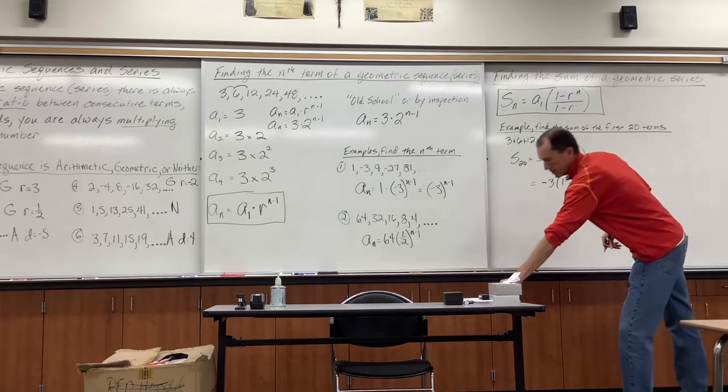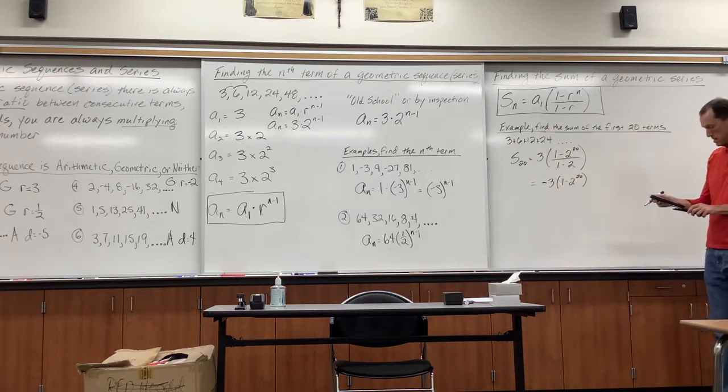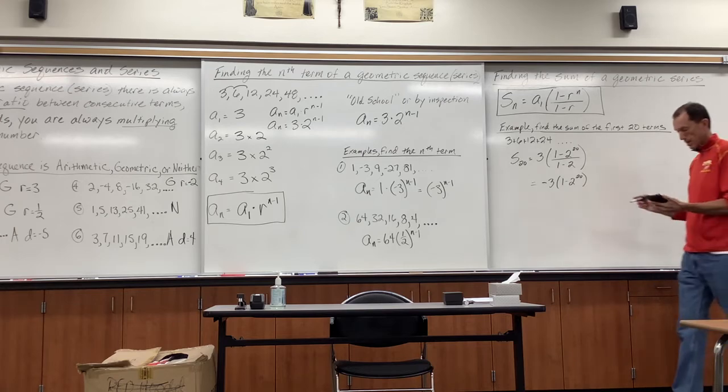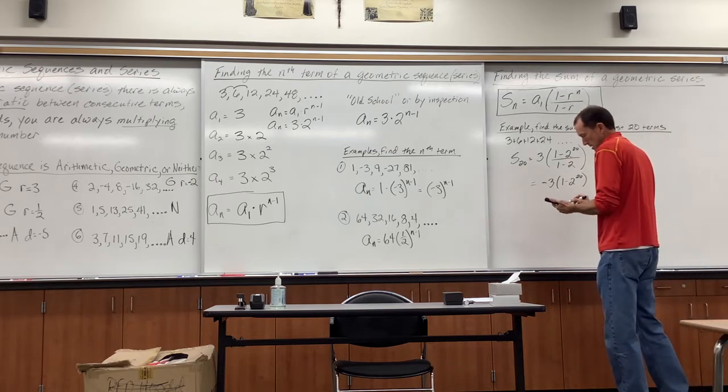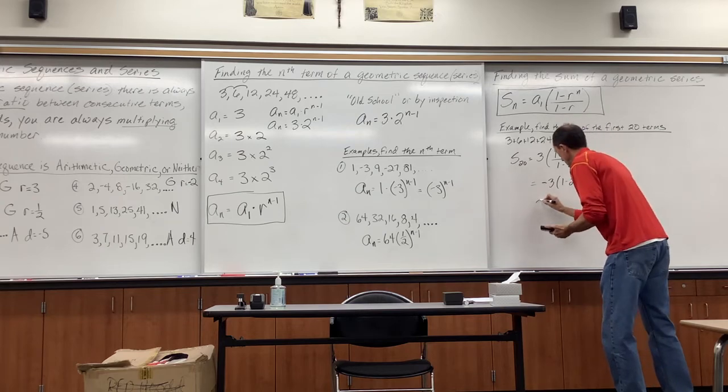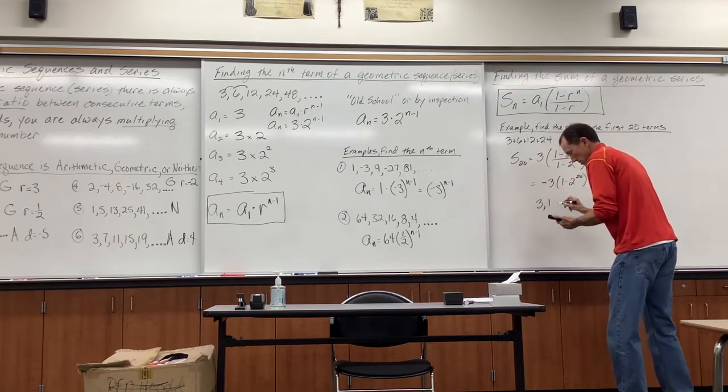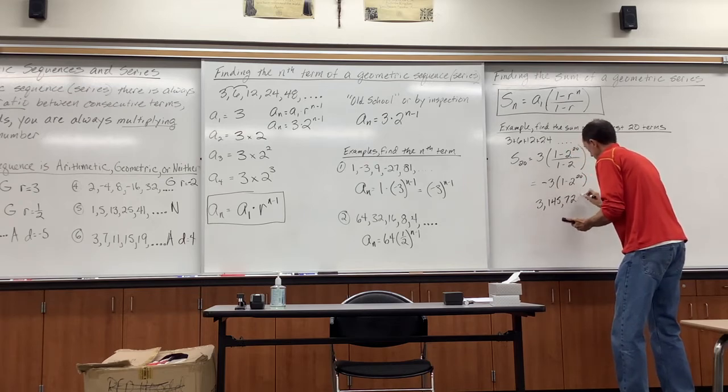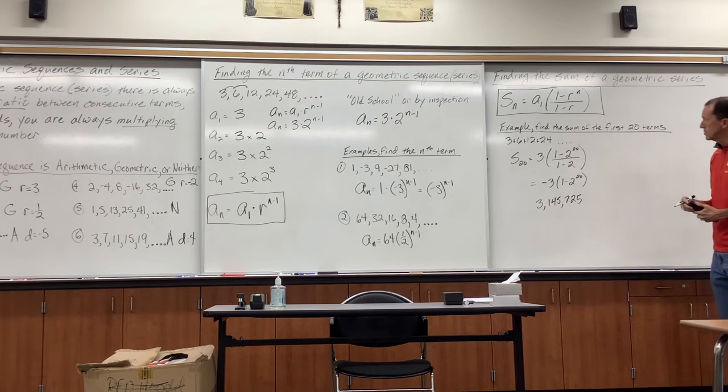Where's my calculator? And again, just enter as it looks. So you could say -3, parentheses, 1 minus 2 to the 20th power. Wow, big number. Okay, you can see why this would be pretty difficult to do. 3,145,725. Okay, there's no way I can expect you to do that without the aid of a calculator.